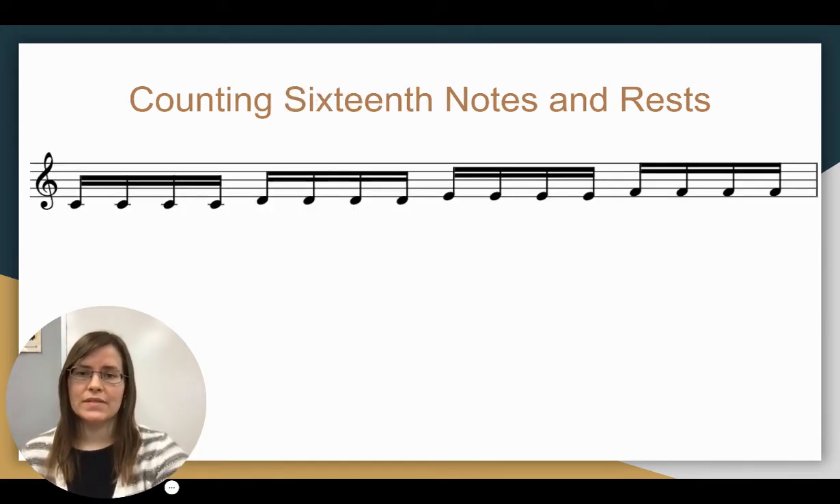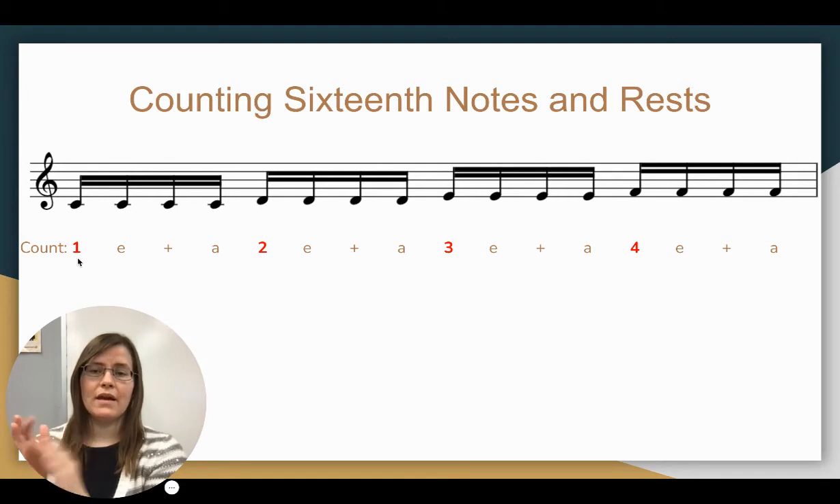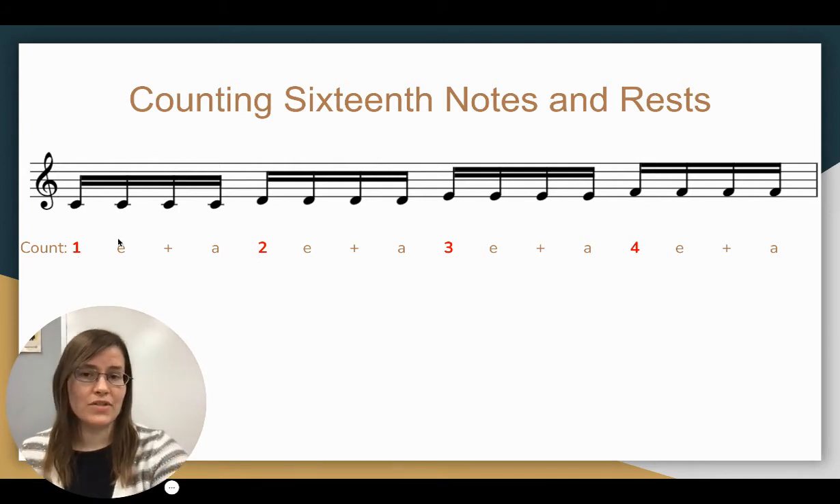Finally, 16th notes. For these ones, again, we get even trickier. We have to add in extra things. We are going to add in E and A. So now we're going to clap it as 1 E and A, 2 E and A, 3 E and A, 4 E and A. Okay, try it with me. Ready? Go. 1 E and A, 2 E and A, 3 E and A, 4 E and A. Now all of this is just one measure. Because remember, you need 16 of these in one measure. And that's what there is.